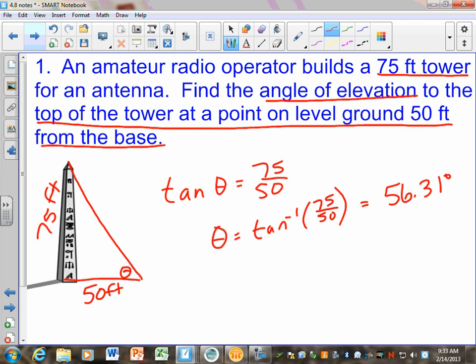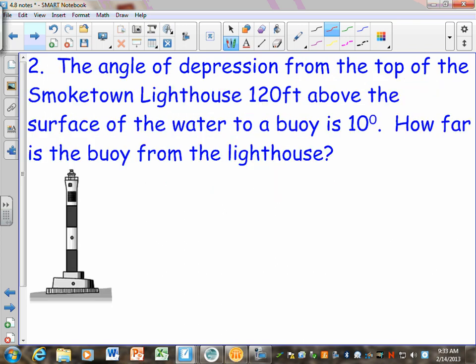Questions about that? I feel like this isn't so bad, right? Well, let's look at an angle of depression problem, and then maybe look at one that's a little bit tougher, and then we'll be done. Oh my goodness, look at this one.